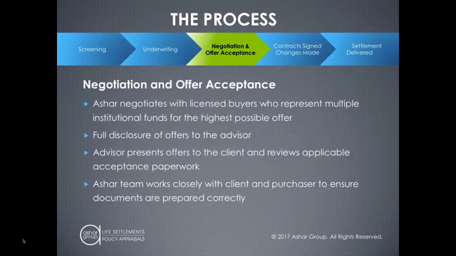As we move into that negotiation and hopefully offer acceptance phase, we're going to do exactly what you saw back on that one slide. We're going to negotiate with all the licensed buyers. These are not individual investors. These are legitimate, been through the due diligence of every state insurance department, the best of class purchasers within our space. They have one objective and one objective only. It's to deploy capital and purchase life insurance assets for their portfolio or for their funds that they work with.